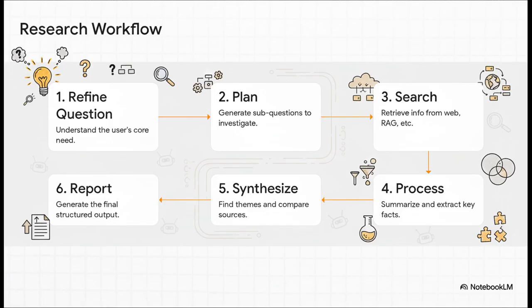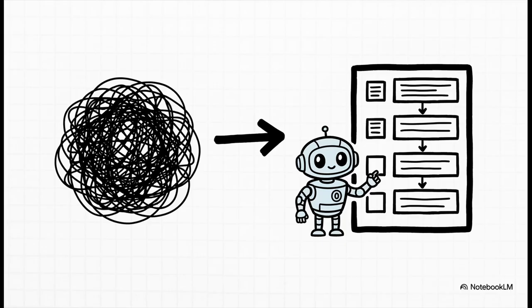It's a really logical process. First, it understands and refines the question. Then, it generates a plan with sub-questions. It moves on to search and retrieval, then document processing, then that crucial synthesis step, and finally, it generates the report. We're going to break these down, starting with the planning phase. So the first thing a smart agent does is it knows not to just dive into a huge topic headfirst. That's a recipe for disaster.